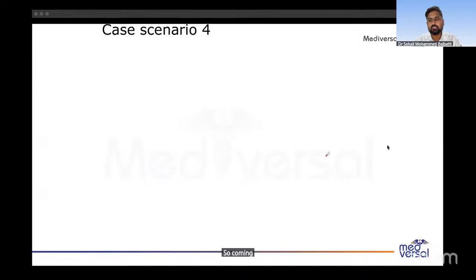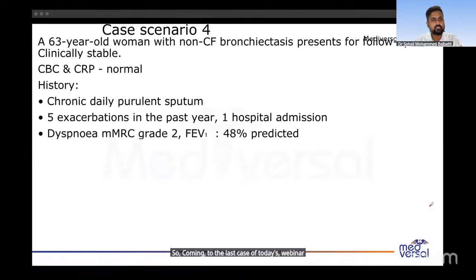So coming to the last case of today's webinar, let us see how you will deal with this case. A 63-year-old woman, again non-cystic fibrosis bronchiectasis, presents for follow-up. She's clinically stable. Again, the blood investigations, the infective markers, are normal, but she gives a history of daily purulent sputum. She has 5 exacerbations in the past year and 1 hospital admission. FEV1 was 48%, and she has dyspnea of grade 2 MMRC.